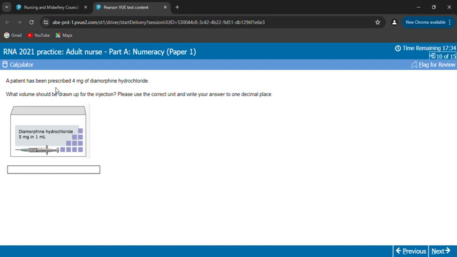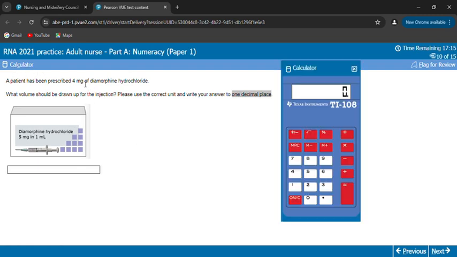A patient has been prescribed 4 mg of morphine hydrochloride. What volume should be drawn up for the injection? The use of the correct unit. Here they are asking you for one decimal place, that we discussed before. One decimal place means one digit after the decimal. So how can we write it? We have to give 4 mg, but what we have available is 5 mg. So 4 divided by 5 multiplied by 1. That's it. 0.8.